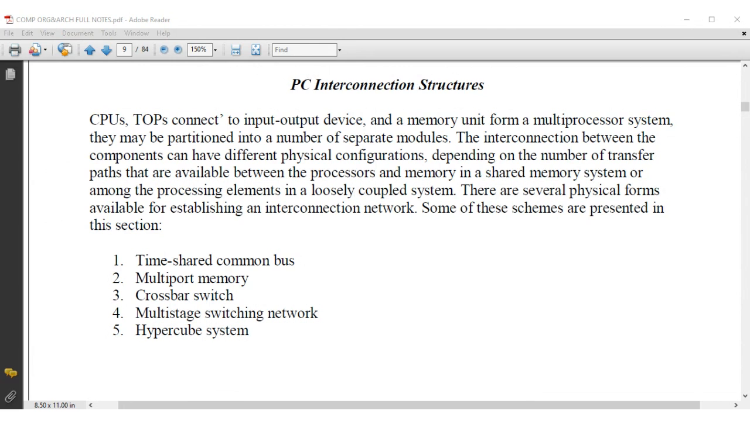So now we can go to PC interconnection structures. There are 5 interconnection structures, 5 modes by which RAM or RAMs is or are connected to a processor or processors. The first mode of connection is time shared common bus, multiple memory, crossbar switch, multi-stage switching network, and hypercube system. All right.